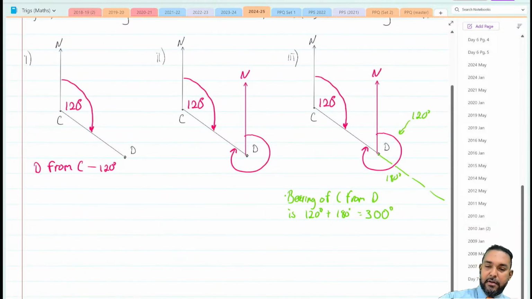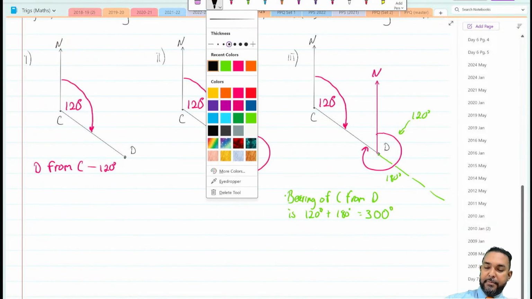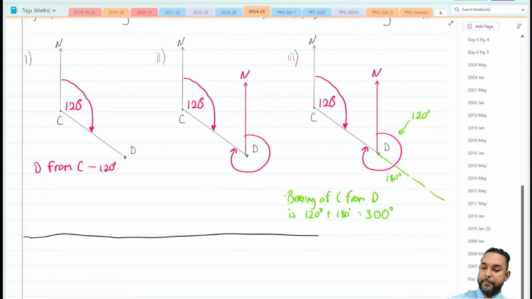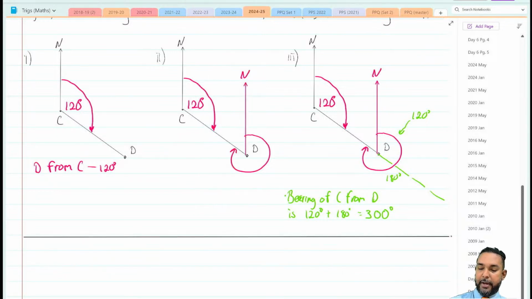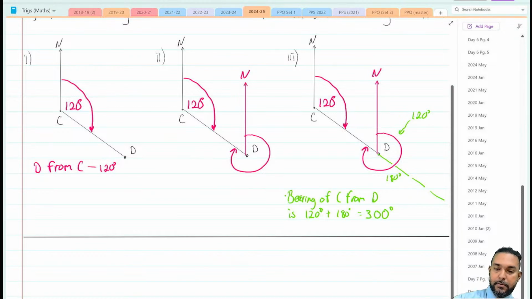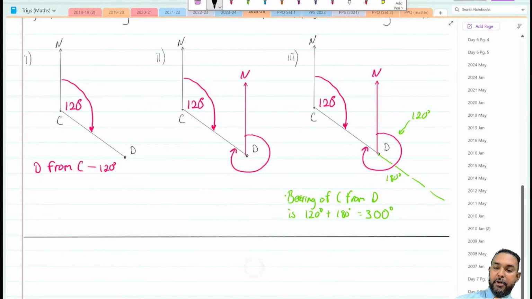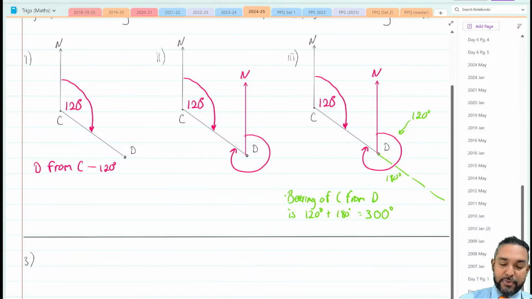Right, I'll give you a minute or two to copy that down. In the meantime, I'm just going to draw a little separator line here and put the next two questions up. I'm just going to continue the numbering from the previous. So question 3: the bearing of T from S is 165 degrees.